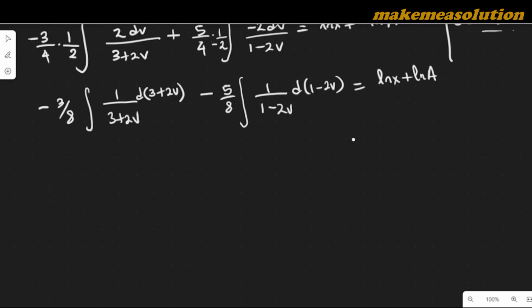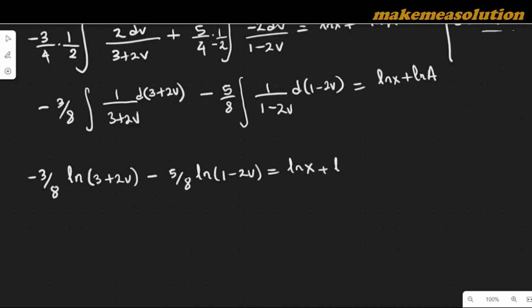So if we solve this one, we'll get minus 3/8 integral of 1 over 3 plus 2v with respect to 3 plus 2v, which is actually going to be ln 3 plus 2v. Okay, then minus 5/8 ln 1 minus 2v is equal to ln x plus ln A, for instance.